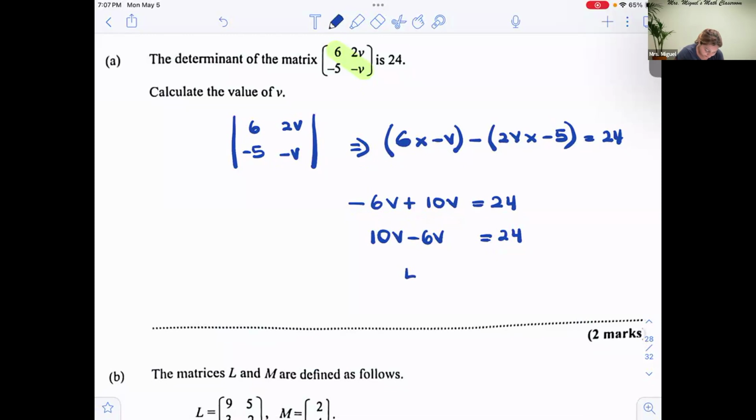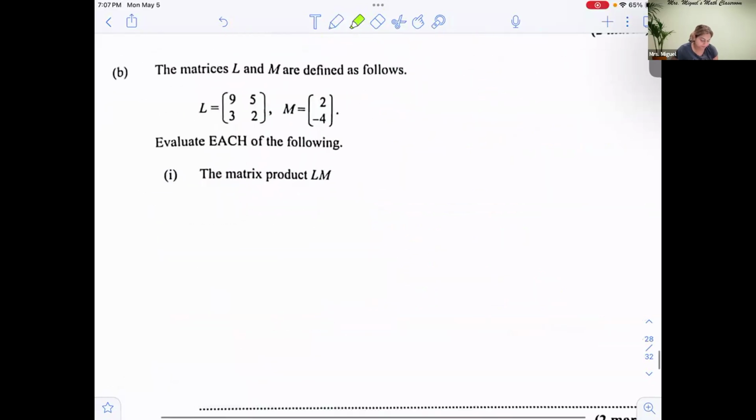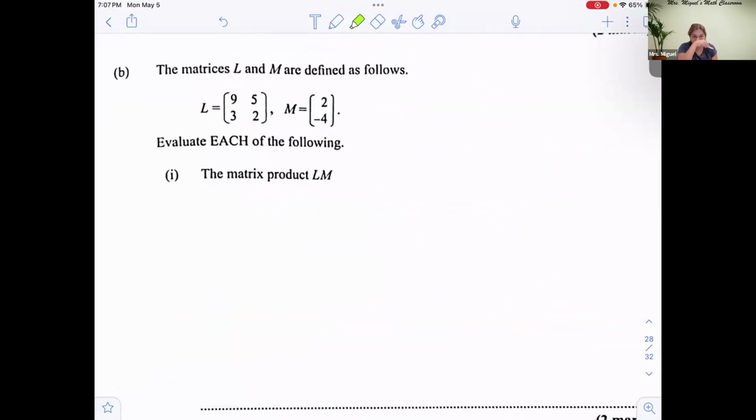All right, so we have 4v is equal to 24. V is 24 divided by 4. V is equal to 6. So that wasn't bad at all for 2 marks, right? We want the matrix product LM. So remember, before you start multiplying, you need to know what kind of matrix you will get. This is a 2 by 2, and this is a 2 by 1. So the resultant will be a 2 by 1. So go ahead and multiply.